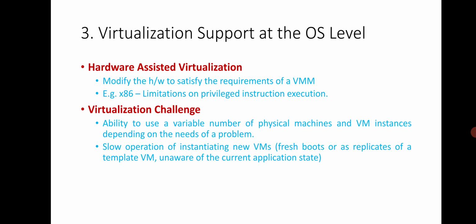And the next thing is hardware assisted virtualization. Modify the hardware to satisfy the requirements of the virtual machine monitor. The example for hardware assisted virtualization is x86 architecture. Virtualization challenge: the ability to use a variable number of physical machines and virtual machine instances depending on the needs of the problem.